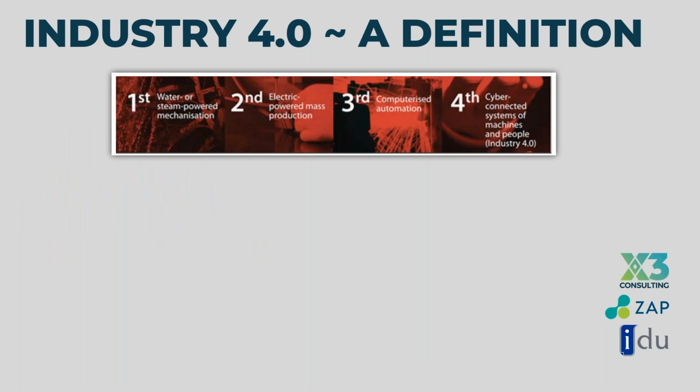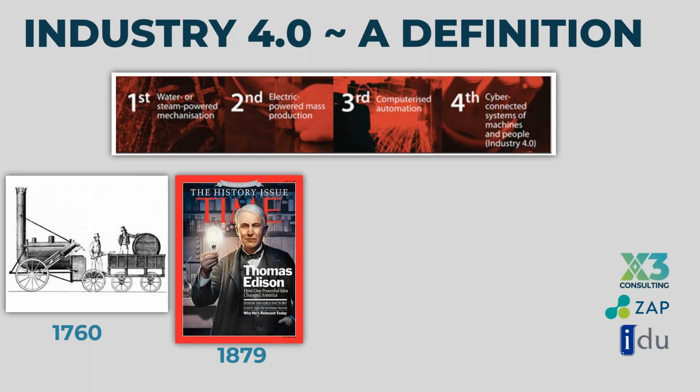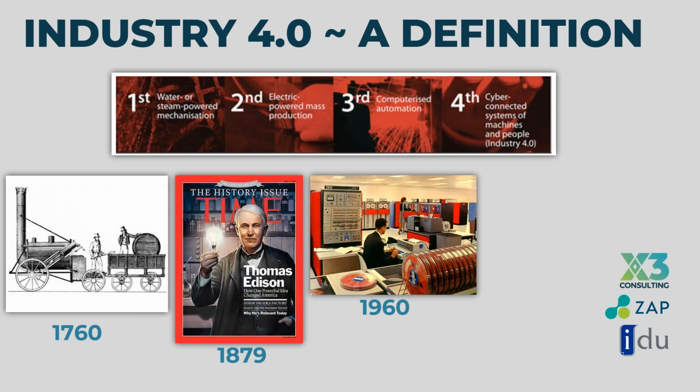Okay, let's get a definition first of all. Back in 1760, the steam train was Industry 4.0. It was steam power and the mechanism thereof. 1879 saw Edison steal the idea of the electric light bulb. Controversial, I know. 1960 was probably the dawn of the ERP age.